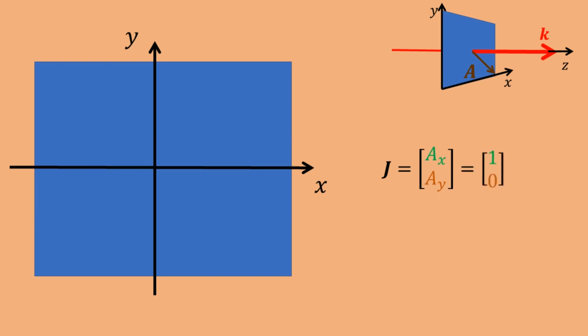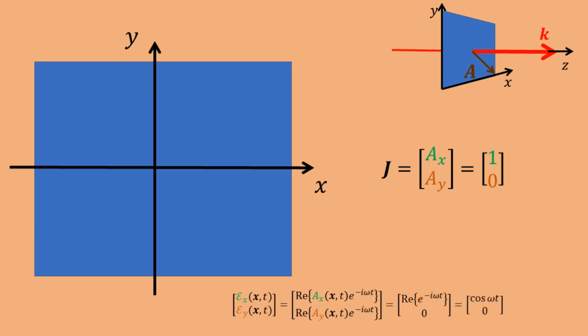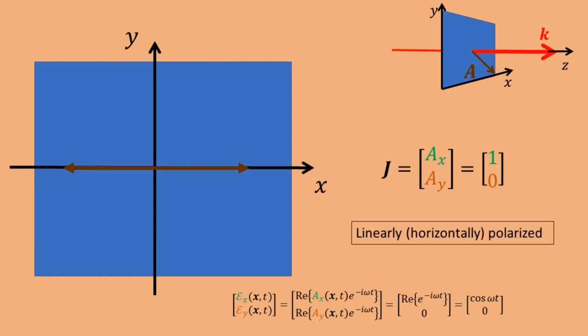Consider the Jones vector 1, 0. To see what this means physically, recall that the physical real-valued electric field is given by the real part of the complex amplitude multiplied by a time-dependent phase vector of e to the power minus i omega t. In this case, we find that the x component of the field oscillates as cosine omega t, while the y component of the field is 0. In this case, we say that the light is linearly polarized, or more specifically, that it is horizontally polarized.